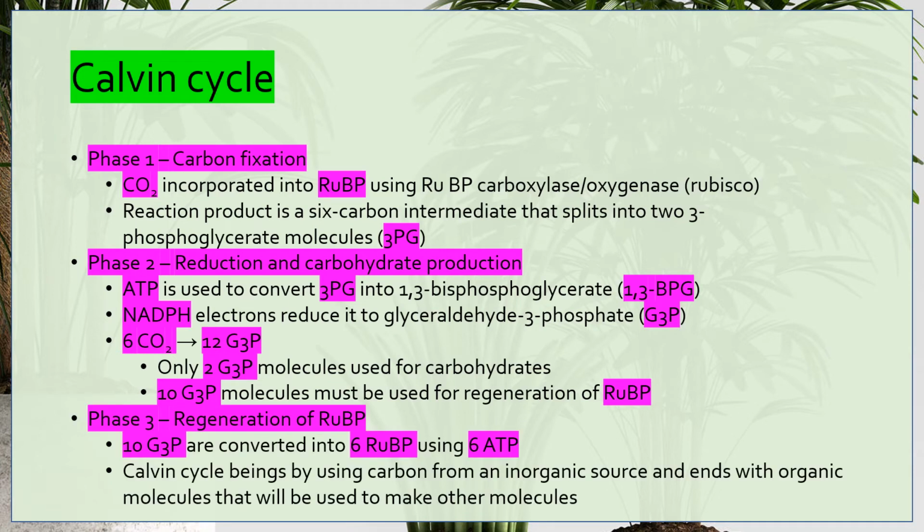In phase 3, we have the regeneration of RuBP. Those 10 G3Ps are converted into 6 RuBPs using 6 ATP. The Calvin cycle begins by using carbon from an inorganic source and ends with organic molecules that will be used to make other molecules. Okay, so a little intense, especially with the letters.